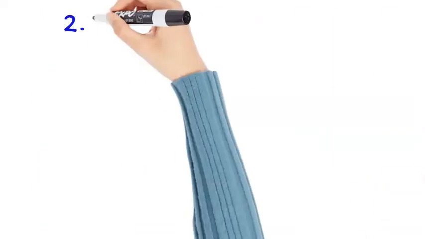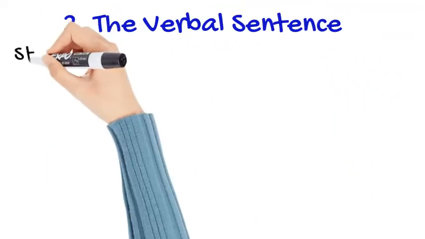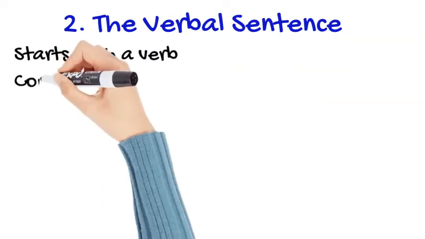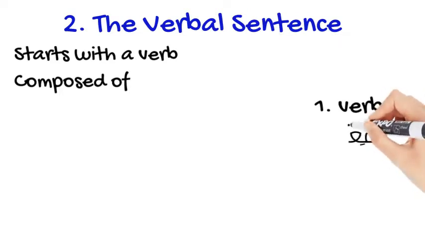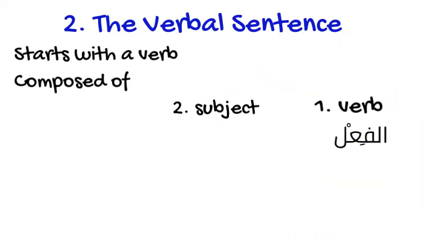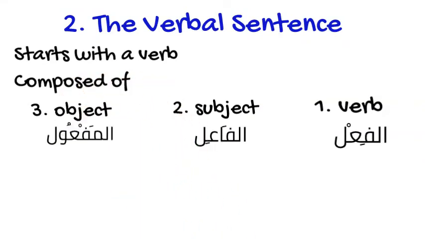So now let's talk about the verbal sentence. We said that it starts with a verb, and it is composed of three main parts. First, the verb, which is al-fi'l. Second, the subject, which is al-fa'il, and that's the doer of the verb. And then the object, which is al-maf'ul, and that is what the verb is being done to. And you will notice that a typical Arabic sentence starts with a verb, then the subject, and then the object.